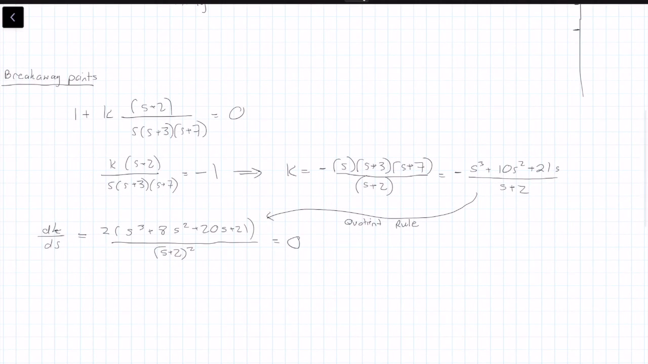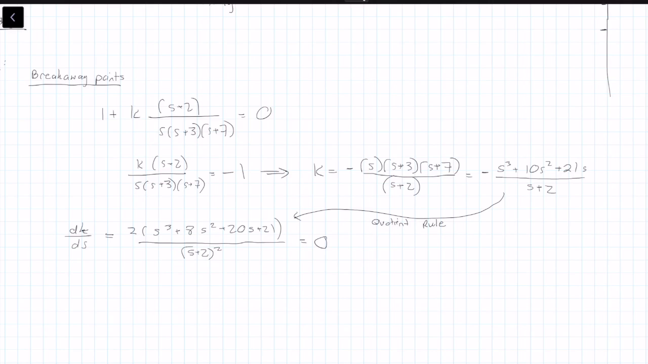Now that we've set this equal to 0, all we care about is the numerator. The minus goes away because we're equating it to 0, and we also don't care about the denominator. So all we care about is s cubed plus 8s squared plus 20s plus 21 equaling 0. Then we can plug this into our calculator and get the roots.